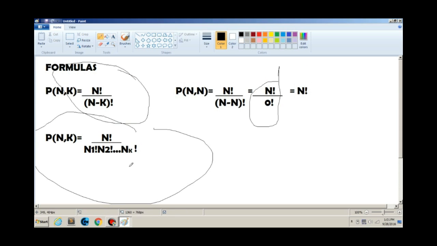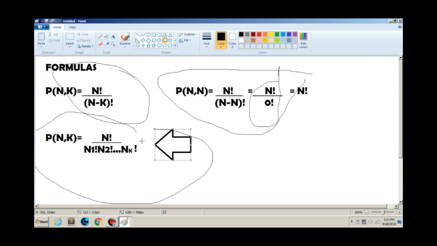First is P of n and k equals n factorial over n minus k factorial. The second one, P of n and n equals n factorial over n minus n factorial, equals n factorial over 0 factorial, equals n factorial. And the third one is P of n and k equals n factorial over n1 factorial times n2 factorial until nk factorial.